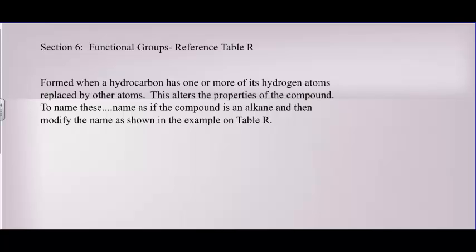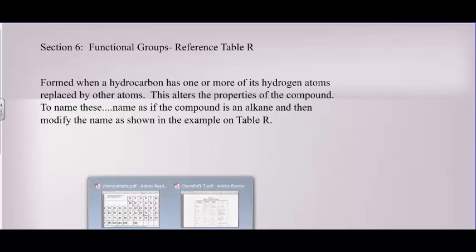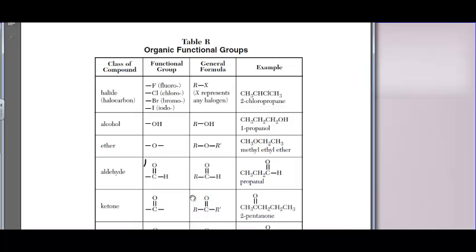Hello everyone, welcome back. This is Unit 13, Lesson 4, and we are on Section 6 of the notes, which deals with what we call functional groups. Functional groups are given to you in Reference Table R, and what they represent are things that you can put on the carbon chain other than hydrogen, okay?